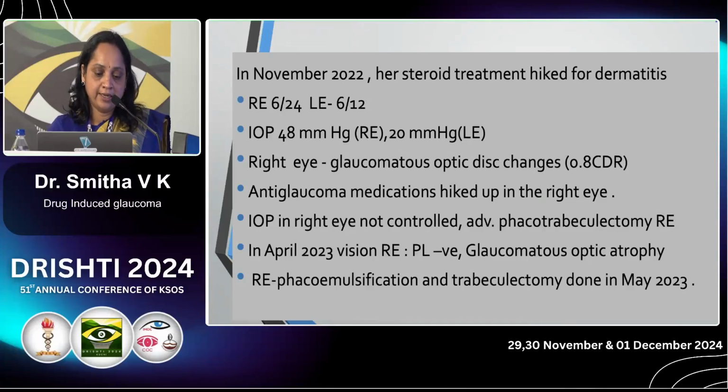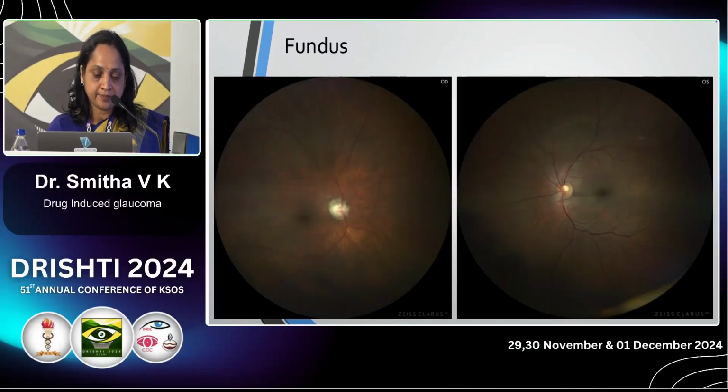But she had a fracture in the right leg, and so she was lost for follow-up, and she came back in April 2023 with PL negative vision and glaucomatous optic neuropathy. She underwent phacoemulsification and trap in May 2023. This was her fundus picture, with glaucomatous optic atrophy in the right eye.